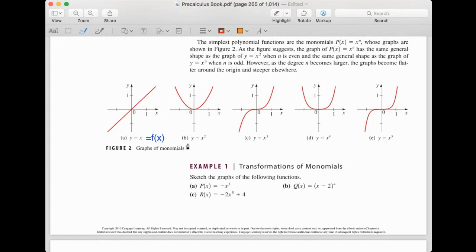Y equals x squared, or f of x equals x squared, is a quadratic function. F of x equals x cubed is a cubic function. F of x equals x raised to the 4th looks like a parabola, right? But it is a little bit chubbier than a parabola. Then f of x equals x raised to the 5th.